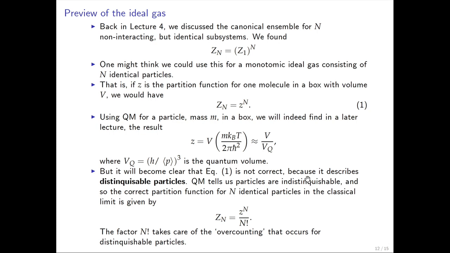But if they're indistinguishable, it's just that I have a particle in this state, I have two particles in this state, I have two particles in this other state, I have N particles in some other state, but I can't say that particle 1 is in that state and particle 2, or particle 3 is in that state and particle 2. Those are not distinct configurations, is what we're saying. What we'll see in a future lecture is that you get this N factorial to take care of this overcounting for distinguishable particles.